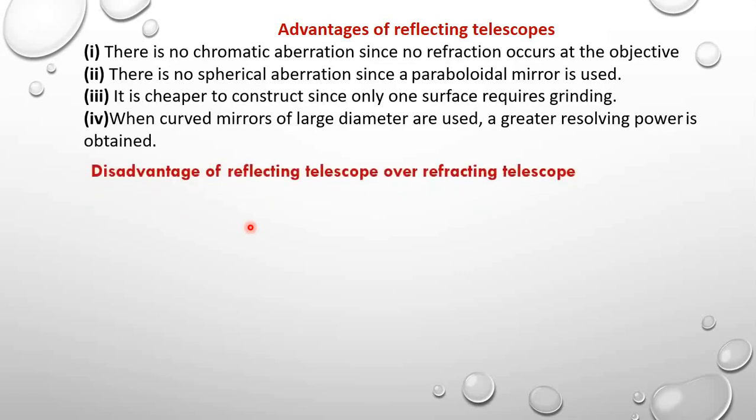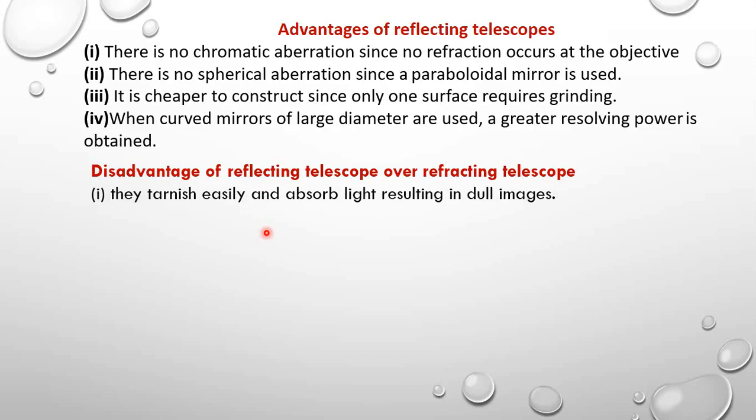Let's look at the disadvantage of the reflecting telescope over the refracting telescope. So here the major disadvantage is that the reflecting telescope tarnishes easily. They tarnish easily and absorb light, resulting in dull images.